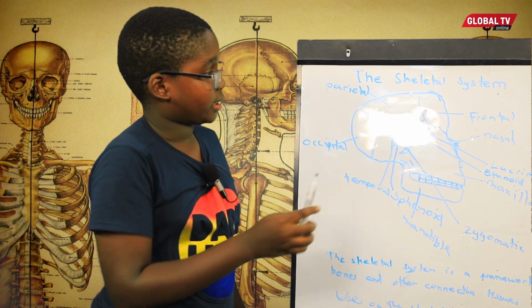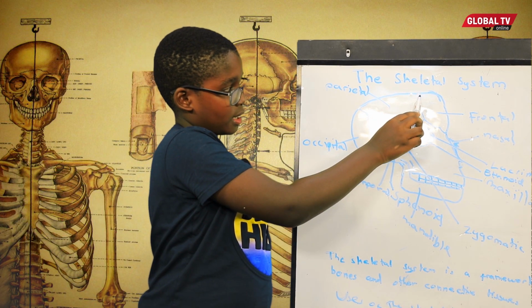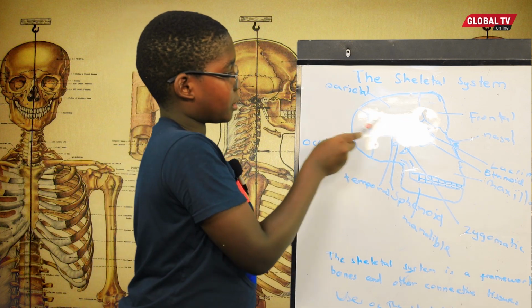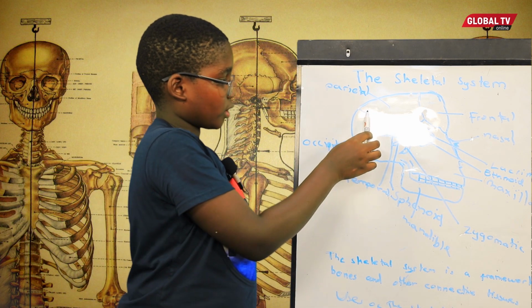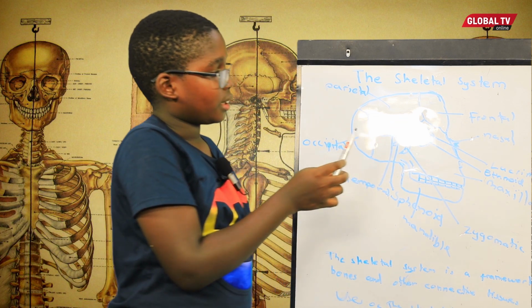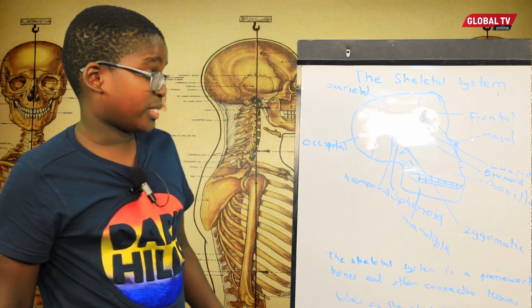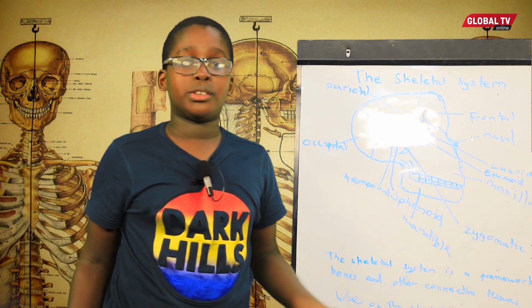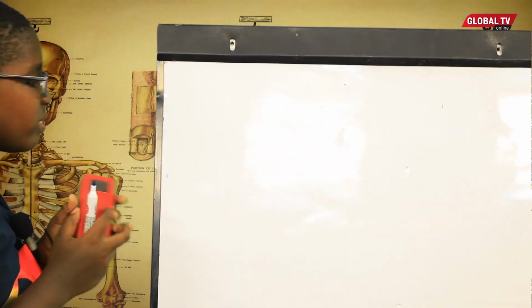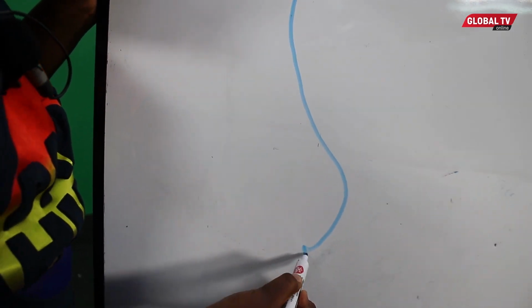Then we have sutures. This suture right here is called the frontal suture. This suture is called the parietal suture. This is called the occipital suture. This suture is called the temporal suture. Those are the sutures found in the skull. So in the second part, we're going to be looking at the vertebral column. So now I'm going to rub this and draw the vertebral column.